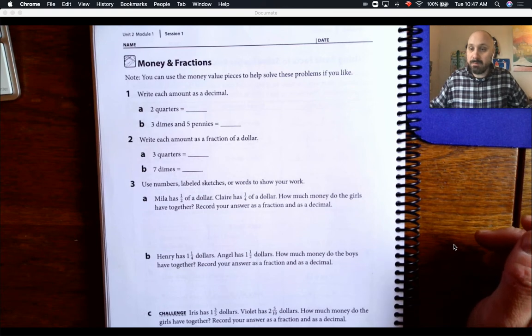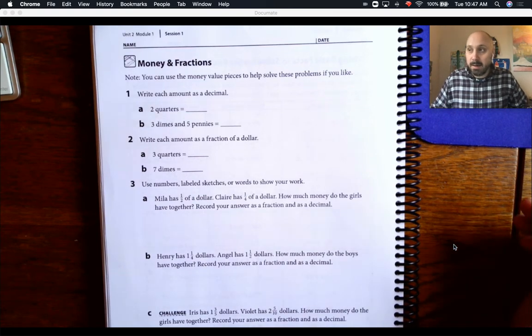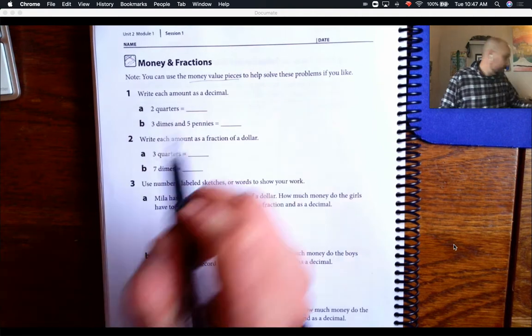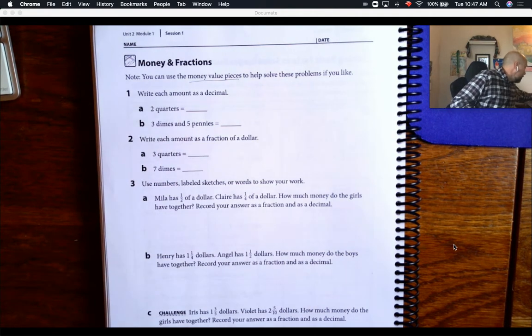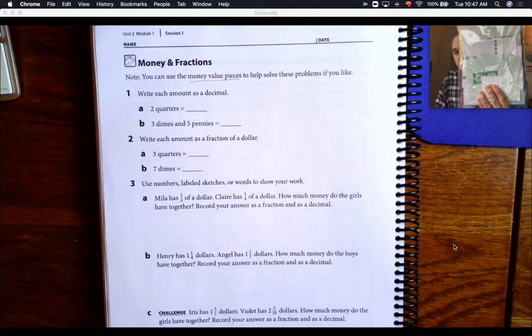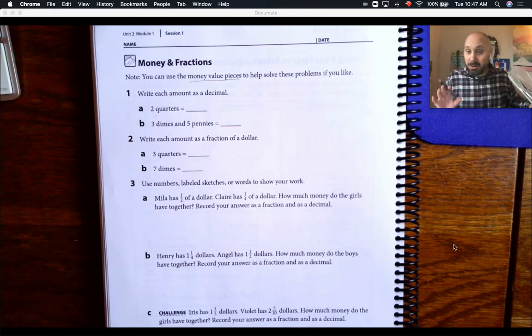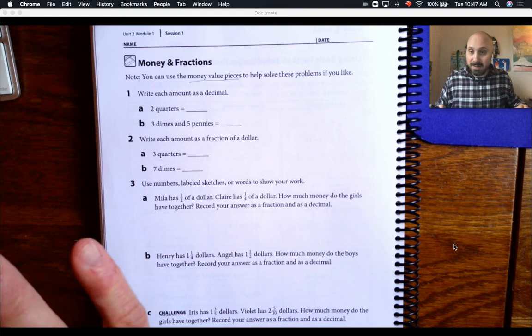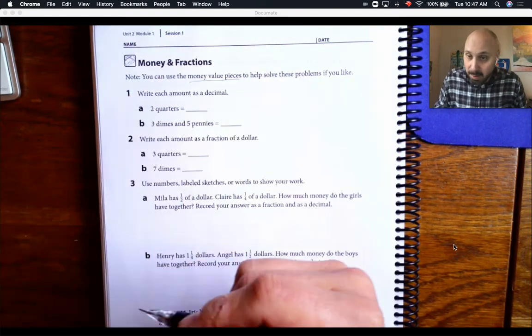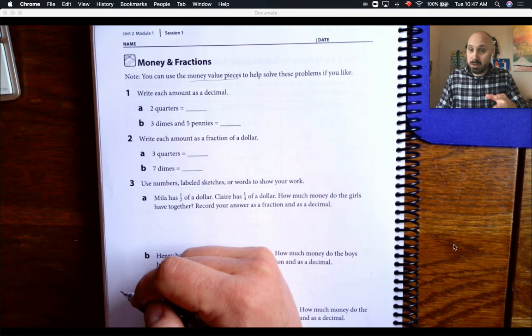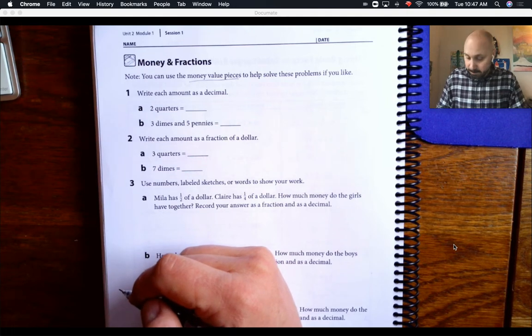So this is after we've done some of the activities using our Money Value Pieces app or the Money Value Pieces that you got in your student box. You can use both of those to help you with this. I'm going to walk through and explain how I would solve these, and if you want to bring out those pieces, then please do that.